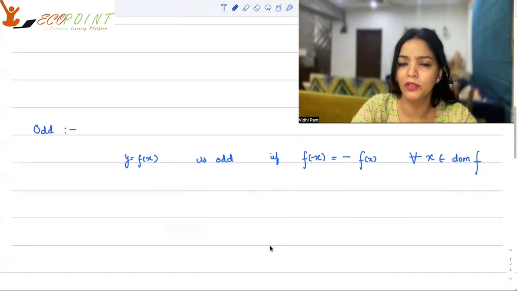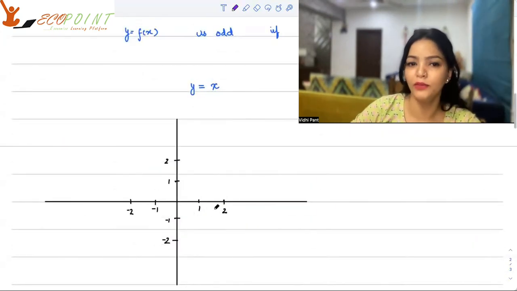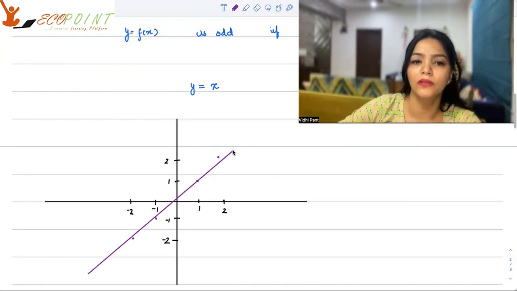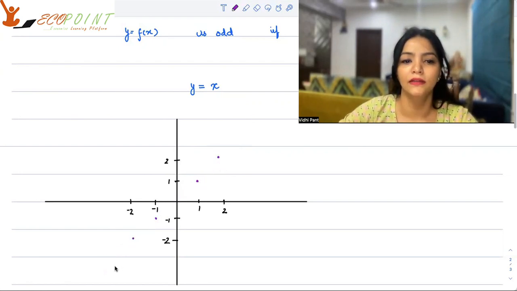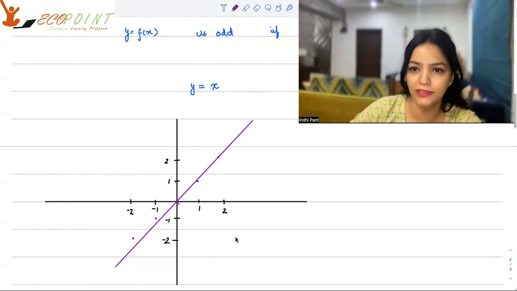A very good example of an odd function could be the function y equals x. The graph of y equals x goes something like this. You have f(1) is just 1. f(2) is just 2. f(-1) is minus 1. f(-2) is minus 2, and so on and so forth. So it's a linear function, of course. You get a line, a 45-degree line passing through the origin.